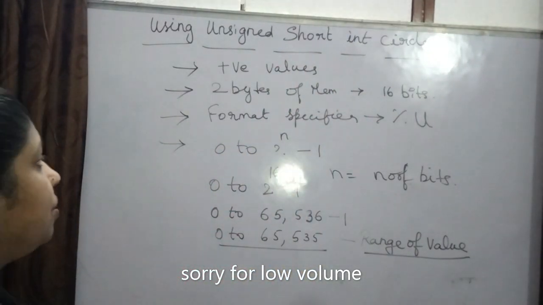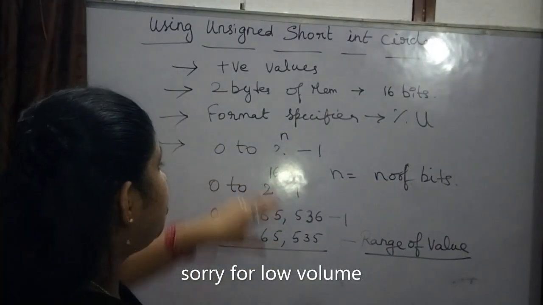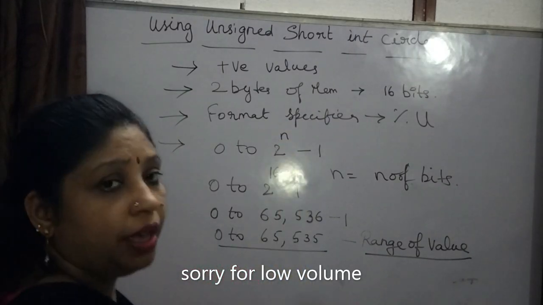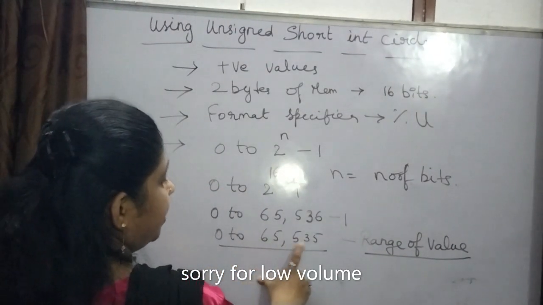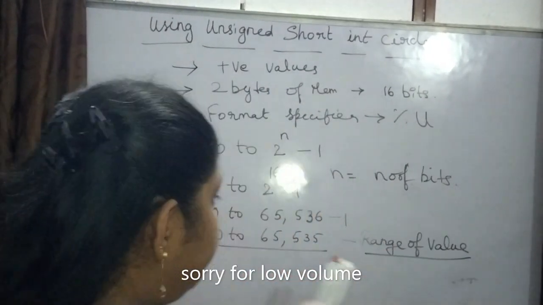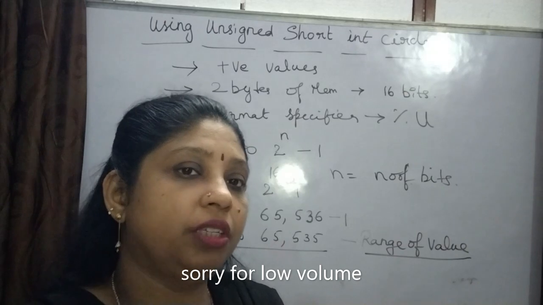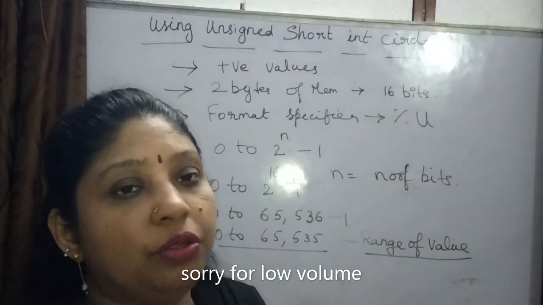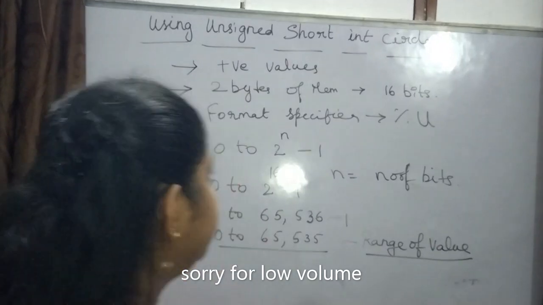Is it clear? So it takes positive values, 2 bytes of memory, the format specifier is %u, and the range is 0 to 2 to the power of n minus 1, which comes to 65,535. Now, using these values, we will draw the circle which we have already seen for signed short int. The same thing we are going to draw, but the values will be different.